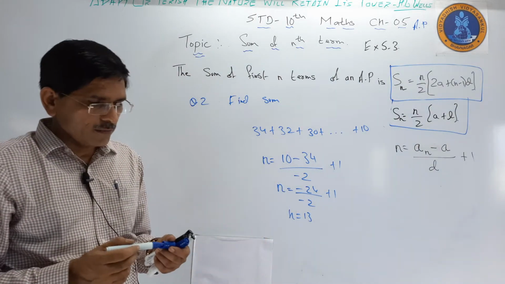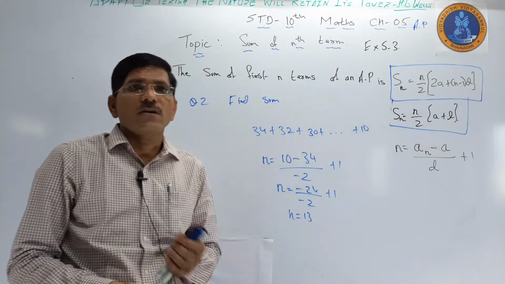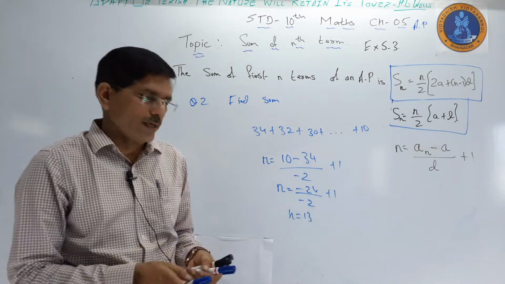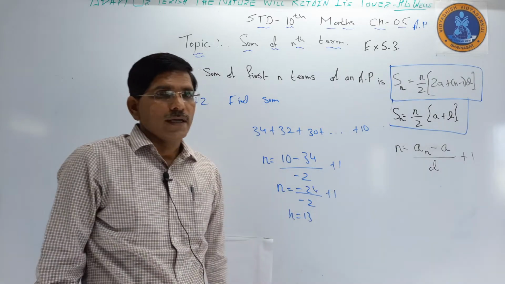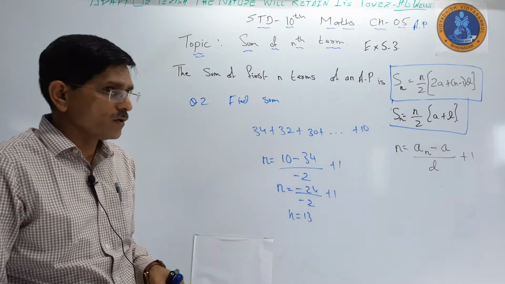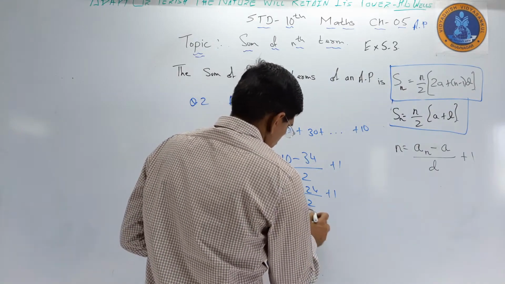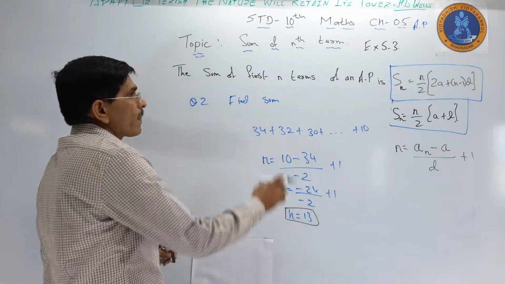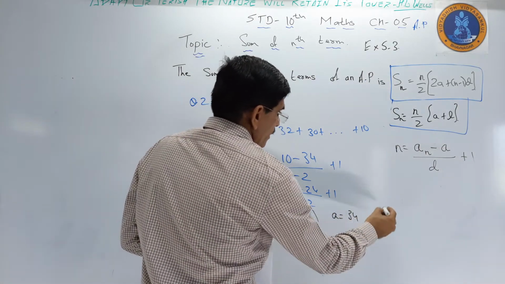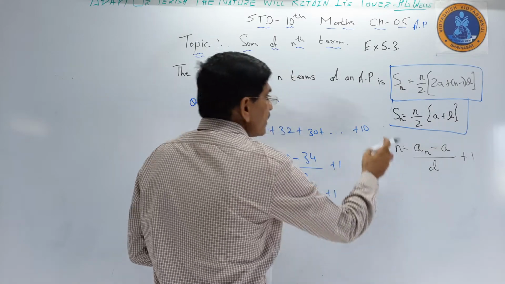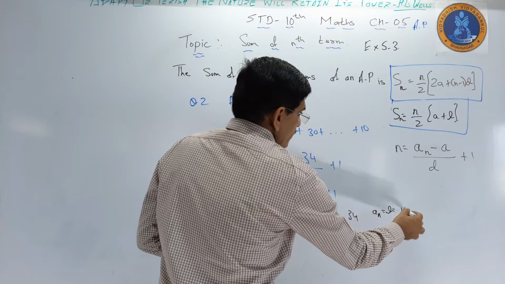So, when the questions are to find the sum but n is not given, we first have to find n using the formula n is equal to (a_n minus a) by d plus 1. Here the last term a_n, also called L, is 10, and a is 34.